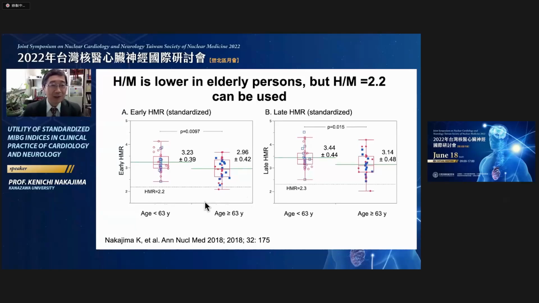If we divide patients, for example, into less than 63 and more than 63, this is the median value. For early HM ratio, the mean value is 3.2, and for more than 63 years, it's 3.0. For late HM, in the younger patients, it's 3.4, and older patients, 3.1. But we can note that even in younger and older patients, an H2M ratio of 2.2 might be used. Of course, we must be careful about the interpretation, but the threshold value is around 2.2 for both early and late images.